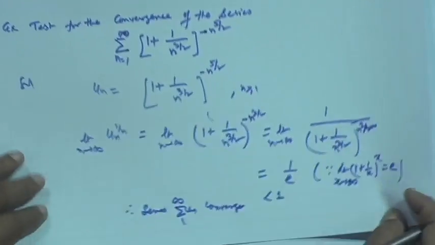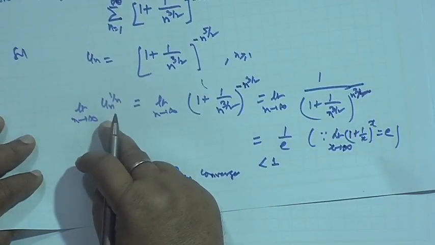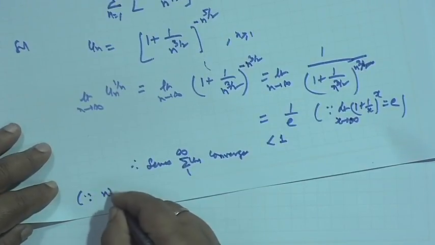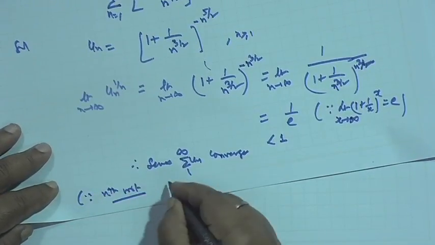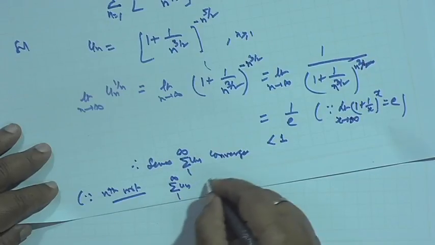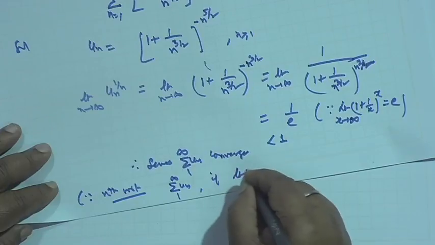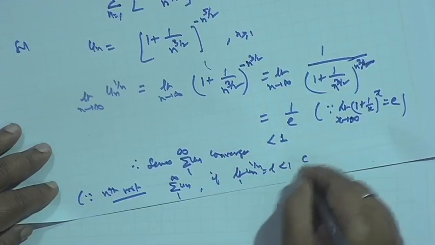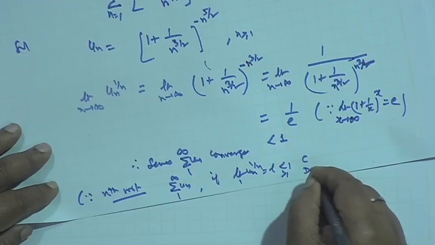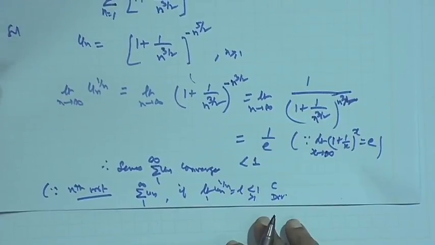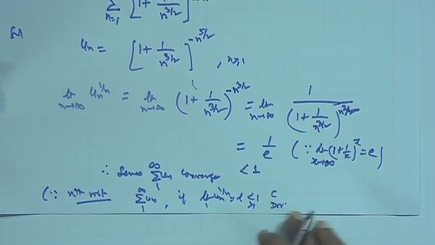Because the nth root test says, if limit of u n to the power 1 by n is L, what is the nth root test? If the series sigma u n is there, and limit of u n to the power 1 by n is L, then L less than 1 converges, greater than 1 diverges, and equal to 1 the test fails. Okay. So, this is a convergent series, the limit of this is less than 1, therefore, this converges.